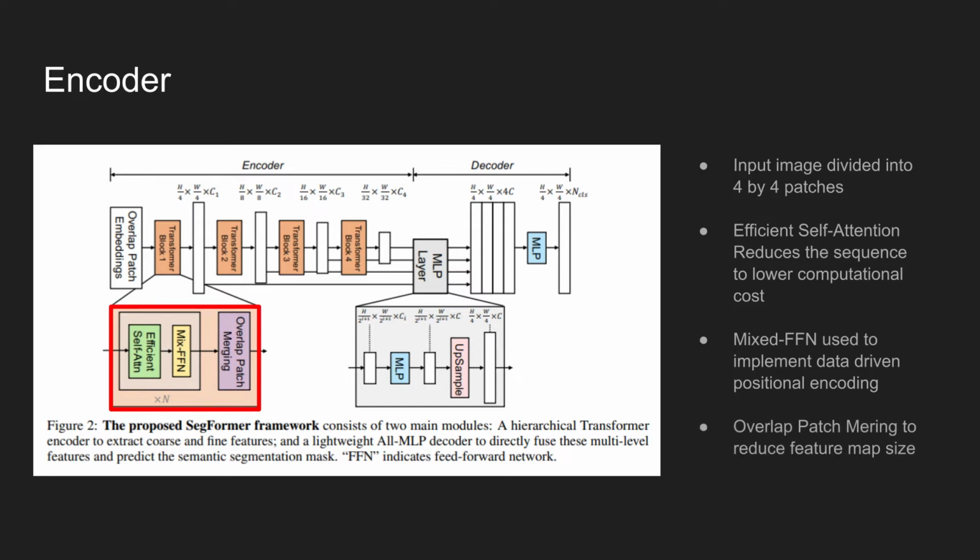And the last module, the overlapping patch merging block, is used to reduce the size of the feature map. As we can see in the figure, the feature size after going through this module is reduced as it goes to the higher part of the network.